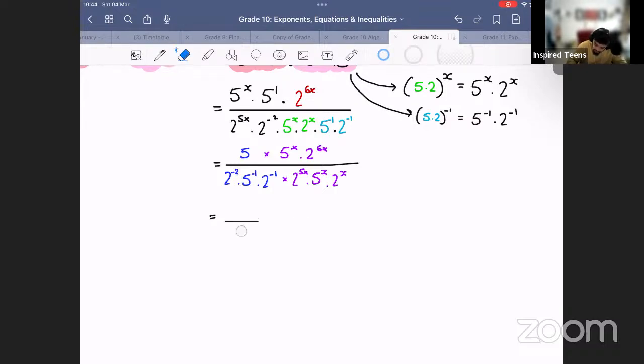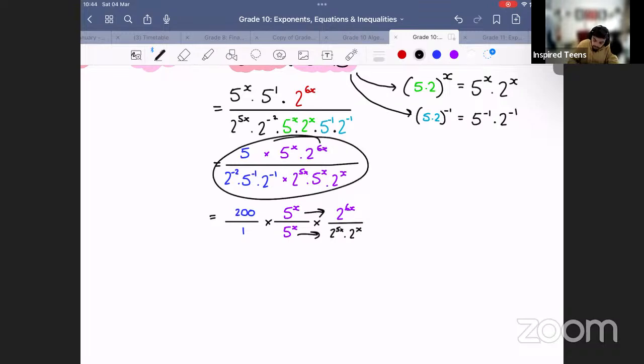And now I'm actually going to separate. You don't have to do this, but I'm going to separate it with 5s. So 5 to the x divided by 5 to the x. And then I'm going to separate the 2s as well. So I'm going to have 2 to the 6x over 2 to the 5x times 2 to the x. Again, I haven't changed the value of anything here, because when you multiply in a straight line, numerator by numerator, denominator by denominator, you end up with what we have back there. Maybe you won't follow this, but I'm doing it for the purpose of understanding.